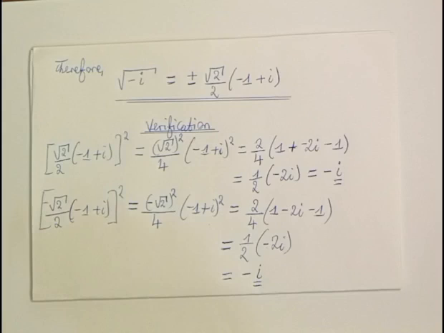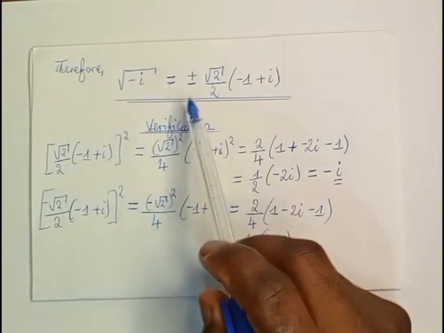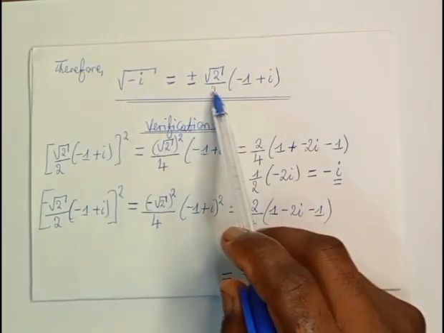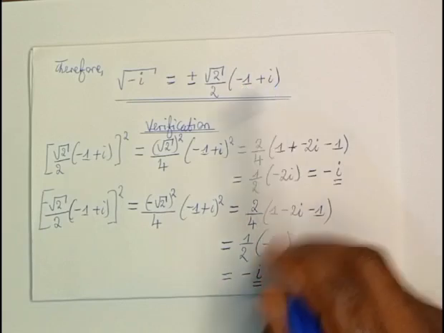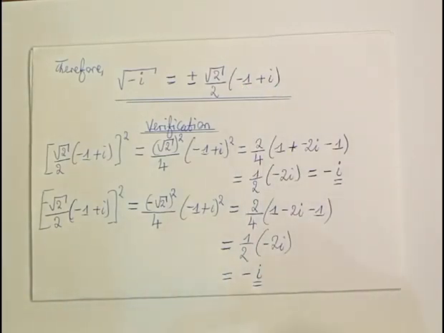Therefore, the square root of negative i is simply equal to plus or minus root 2 over 2 times negative 1 plus i. This is how we find the square root of a complex number.